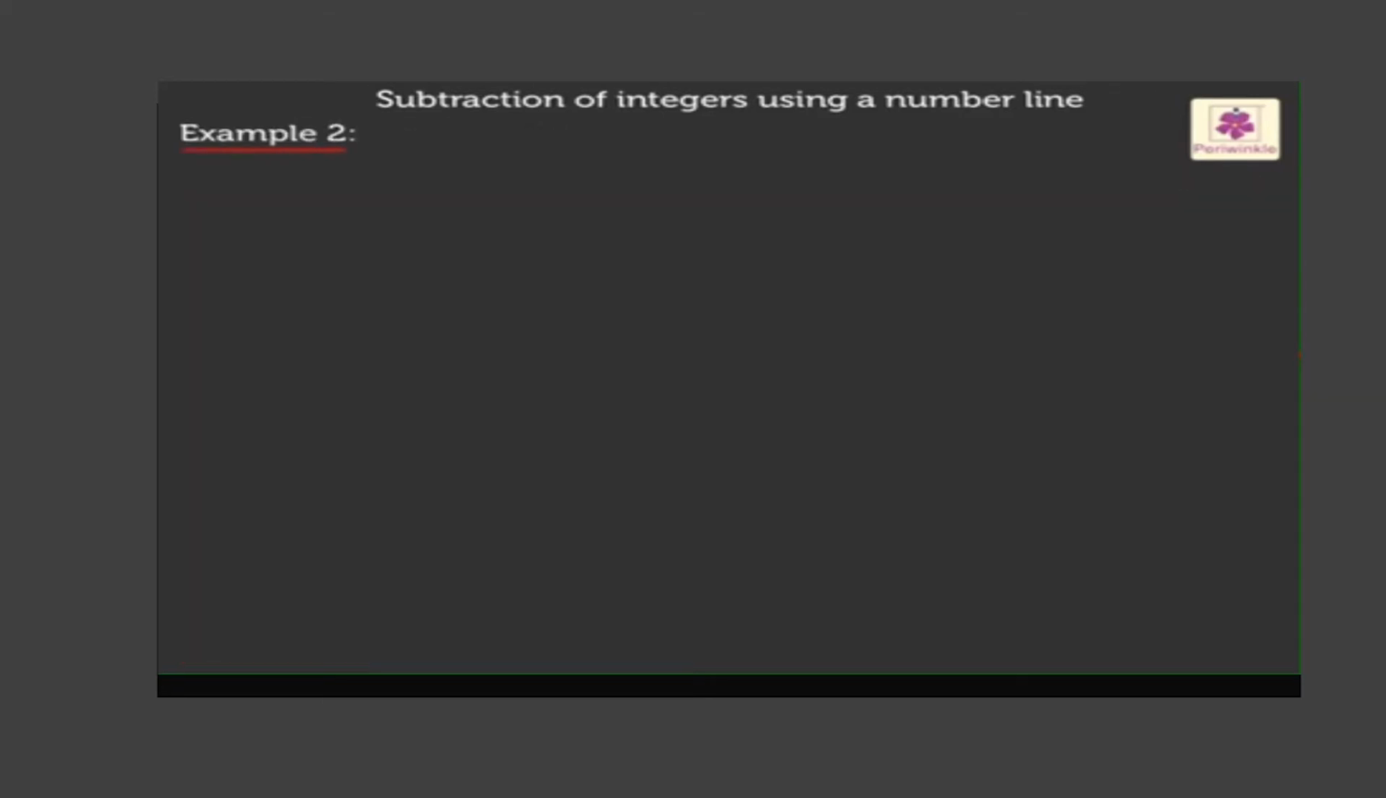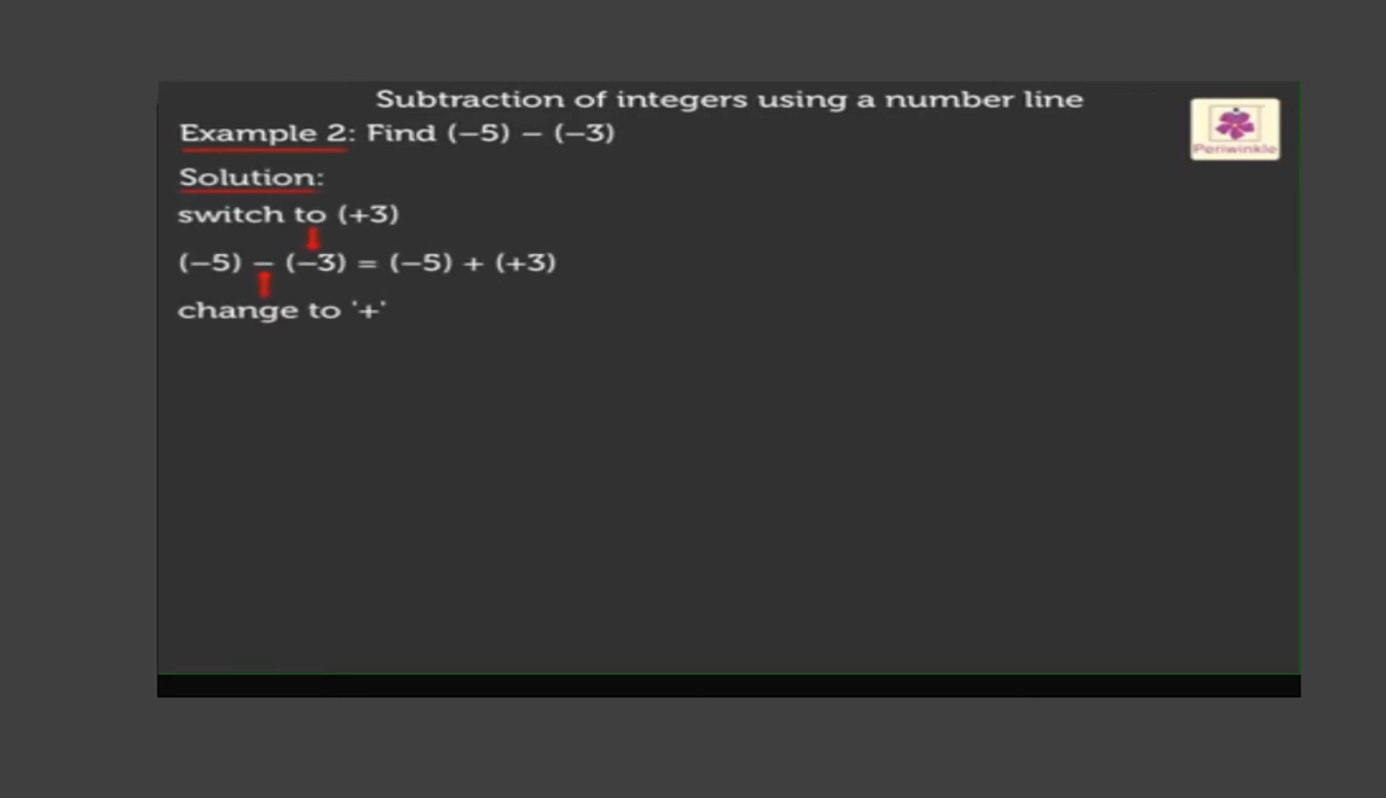Example 2. Find -5 minus -3. Here, on changing the subtraction problem into an addition problem, we get the new question as -5 plus +3. Now, let us use the number line to solve this problem.